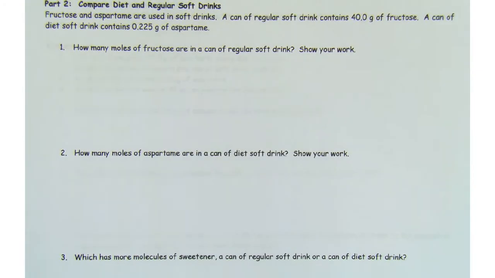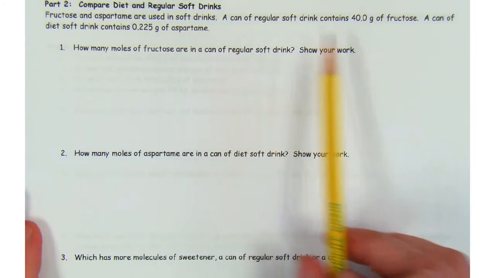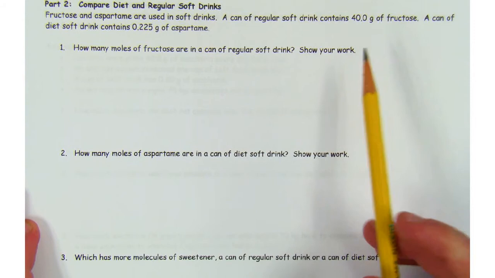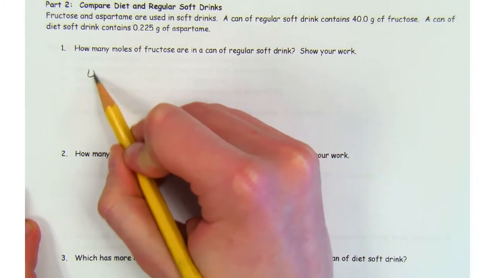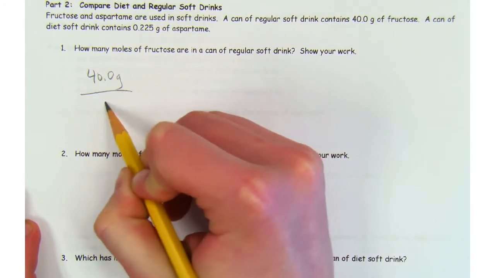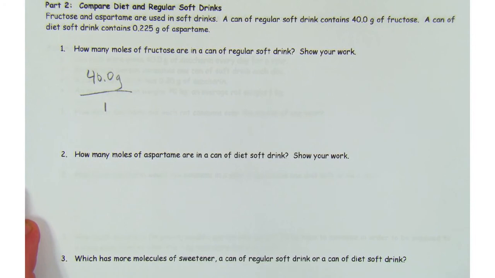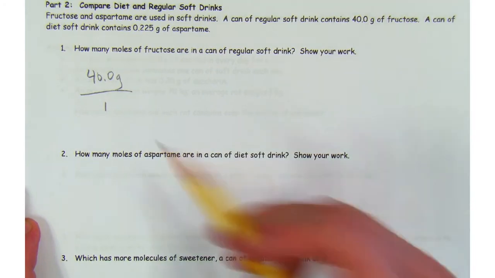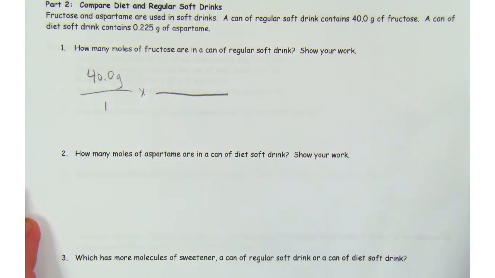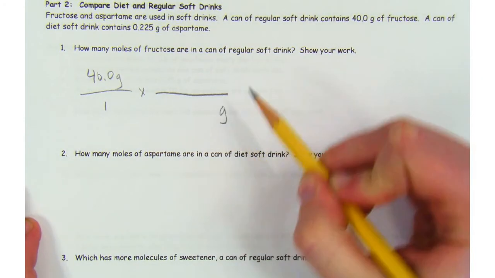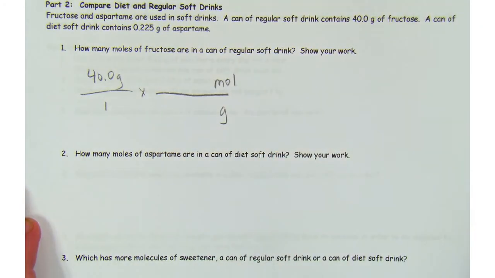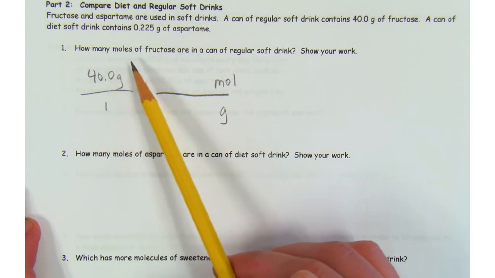The second page is where you have to start doing some calculations. So how many moles of fructose are in a can of regular soft drink? So a can of regular soft drink has 40 grams of fructose. So we start with the number given in the problem, put it over 1, multiply by a fraction. I need to cancel out grams. And I want to end with moles. The question asks how many moles.